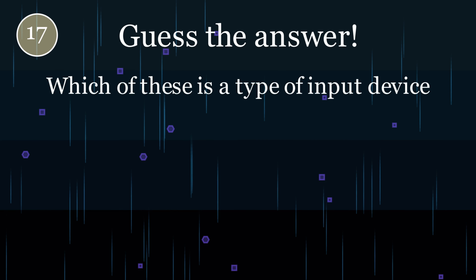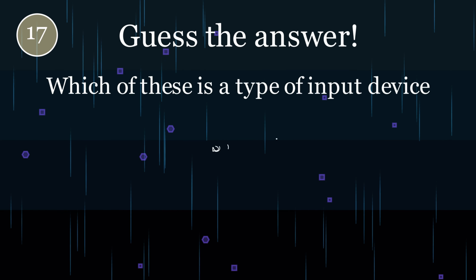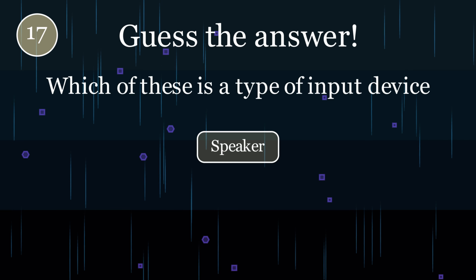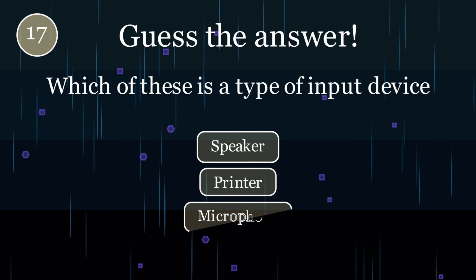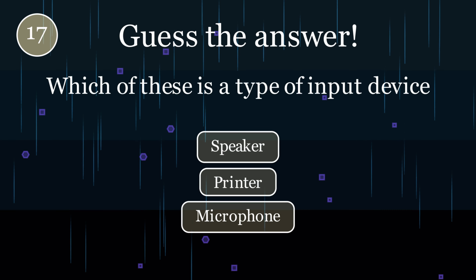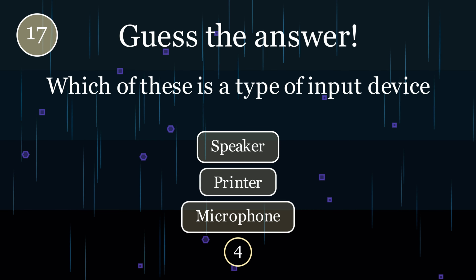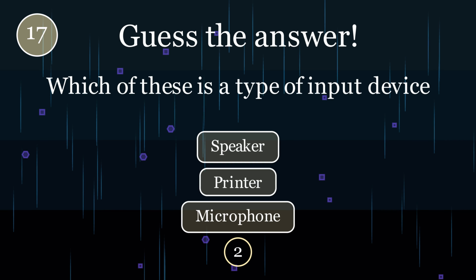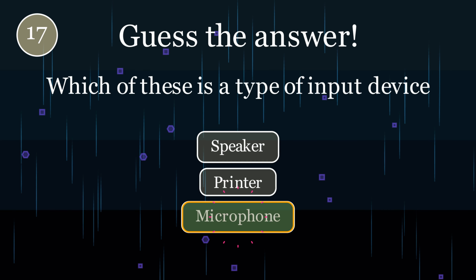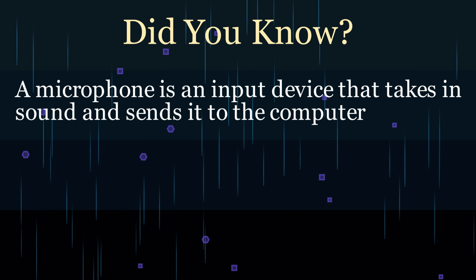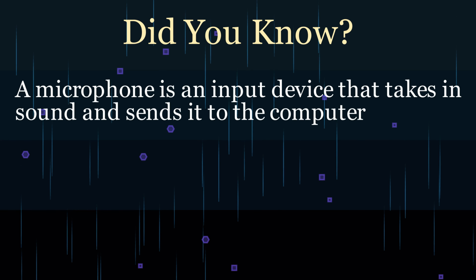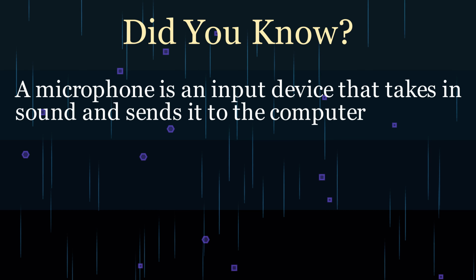Which of these is a type of input device? Speaker. Printer. Microphone. The correct answer is microphone. Here's a nugget of wisdom: a microphone is an input device that takes in sound and sends it to the computer.